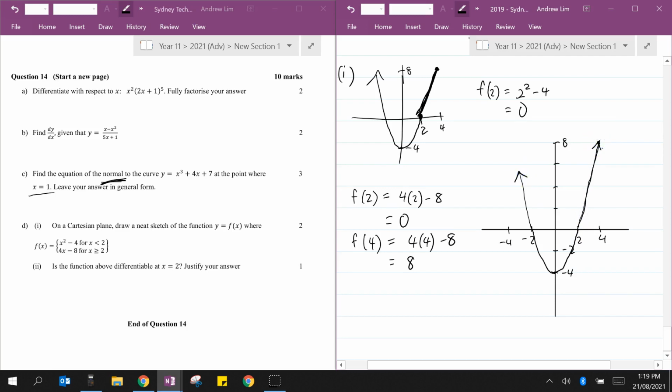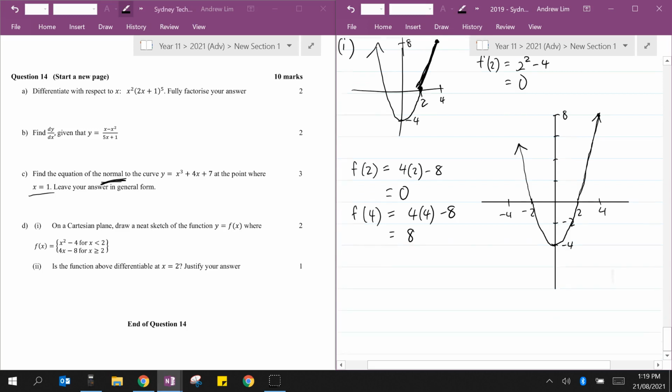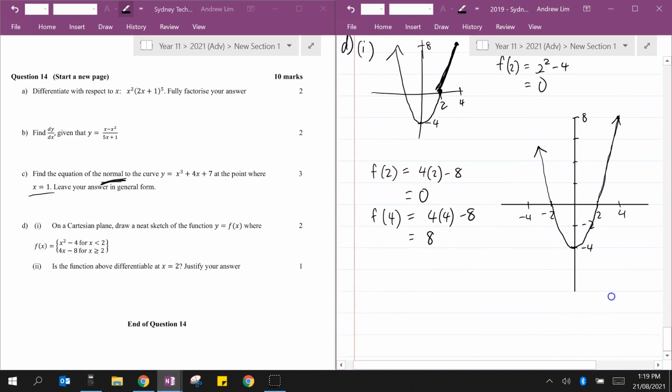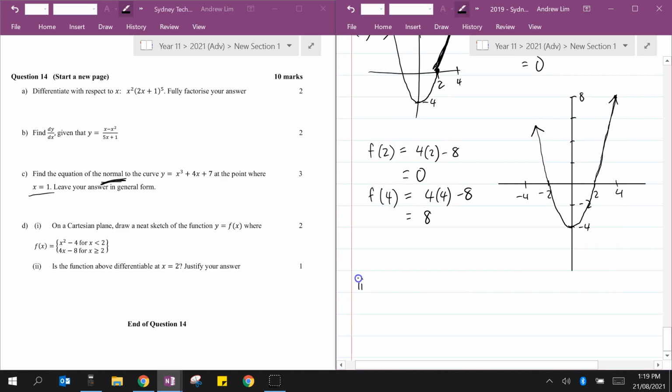Is the function differentiable at x equals 2? Justify your answer. I would say yes, because it looks like it's continuous and it's smooth.